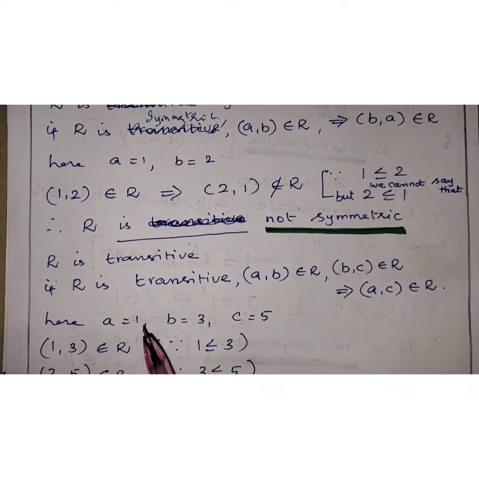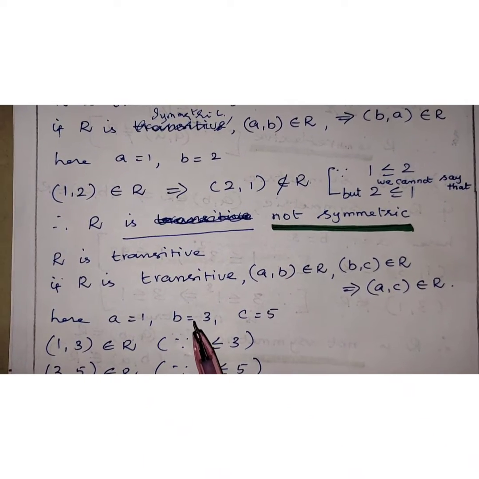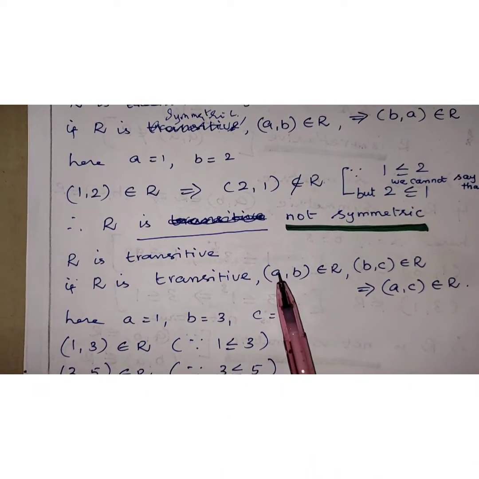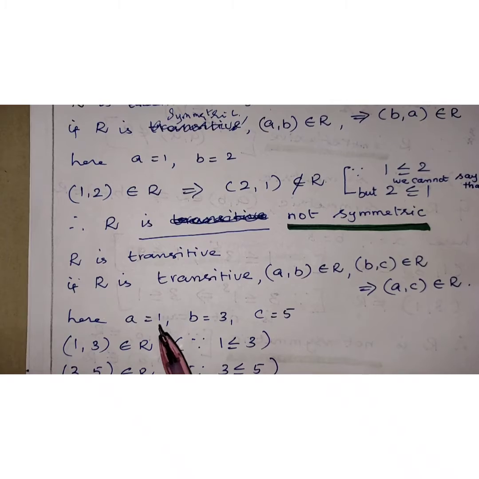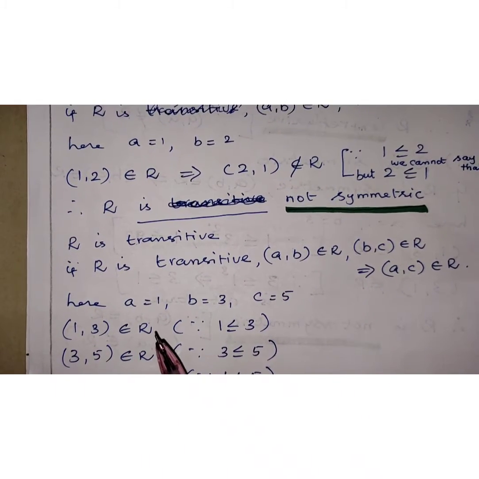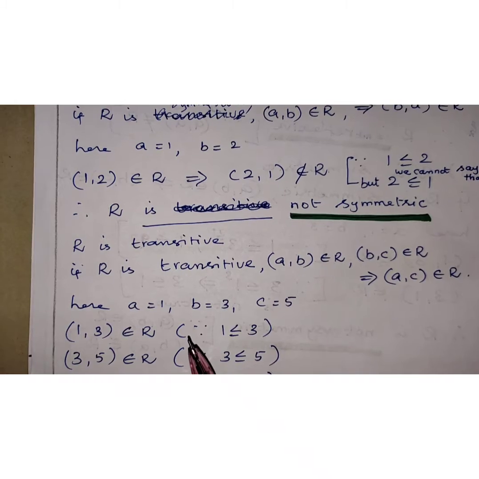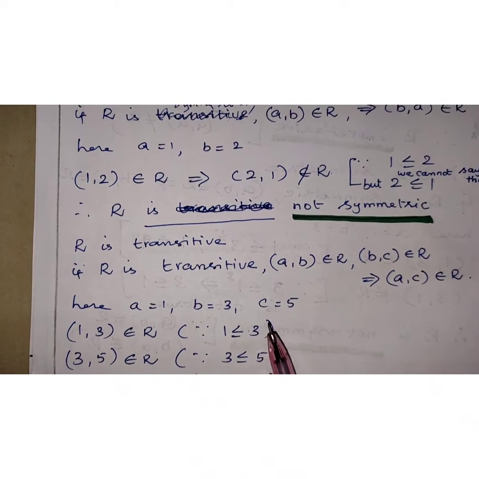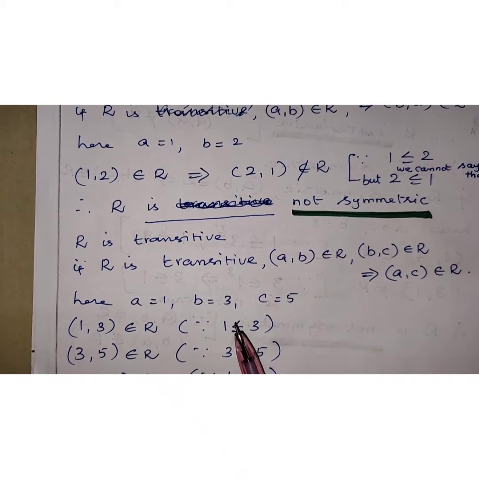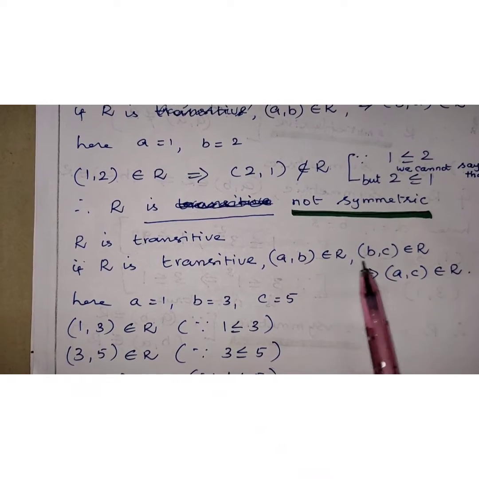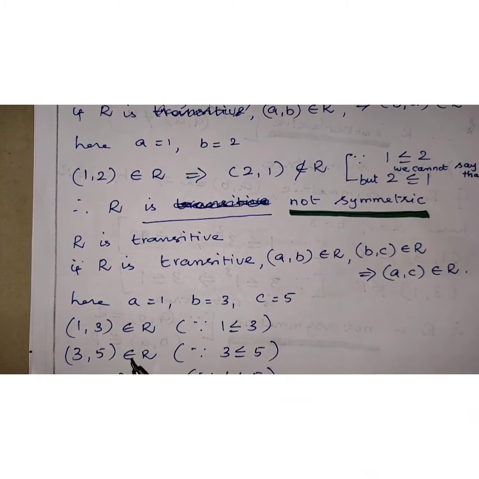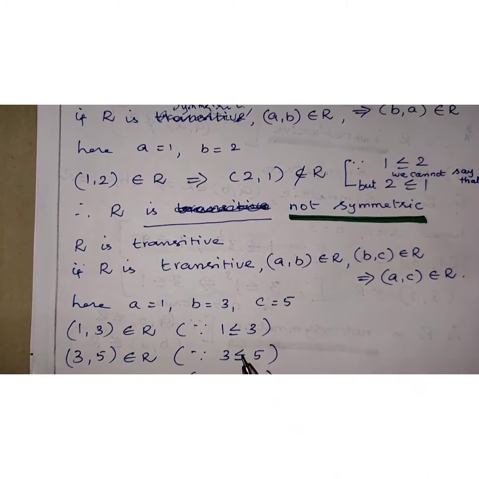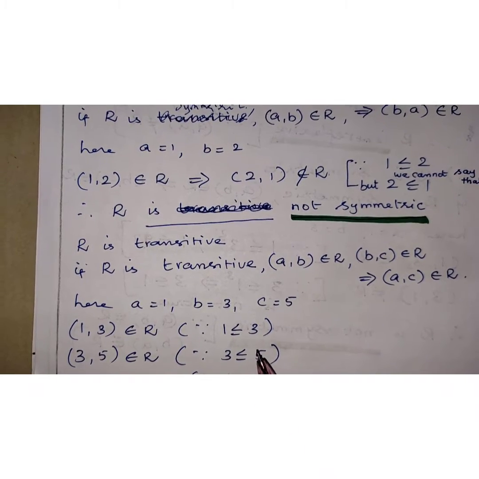Here we take, suppose, a equal to 1, b equal to 3, c equal to 5. The first pair will be (a, b) belongs to R, that means here (1, 3) belongs to R, since from the given condition 1 is less than or equal to 3, this statement is true. Now we have another pair (b, c), here (3, 5) belongs to R. Yes, it belongs to R, since 3 is less than or equal to 5, this statement is true.